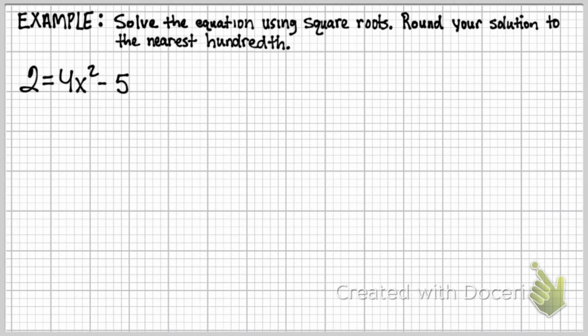Example, solve the equation using square roots. Round your solution to the nearest hundredth. And our equation is 2 equals 4x squared minus 5. Be sure to write this example down on part number 6 of your notes.